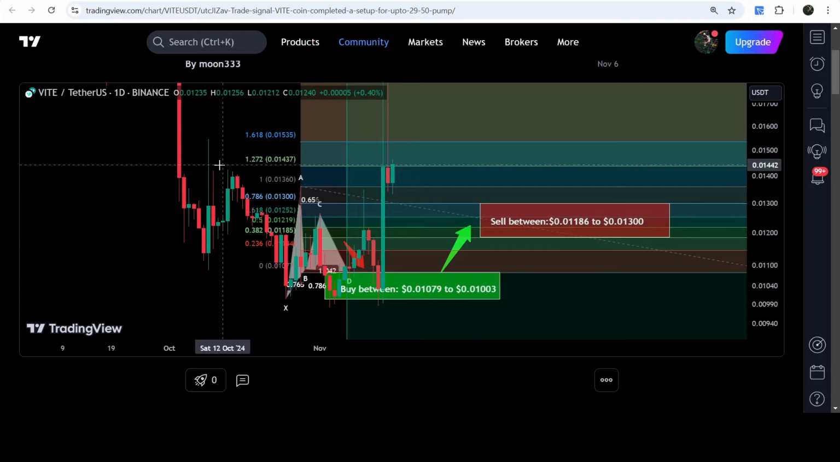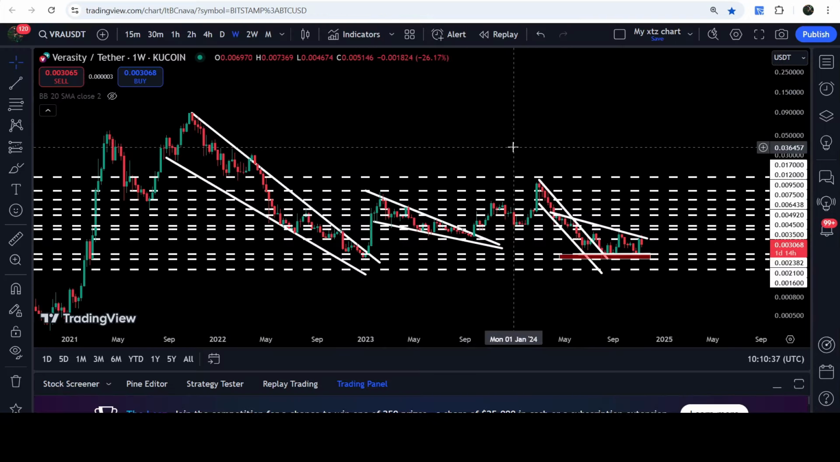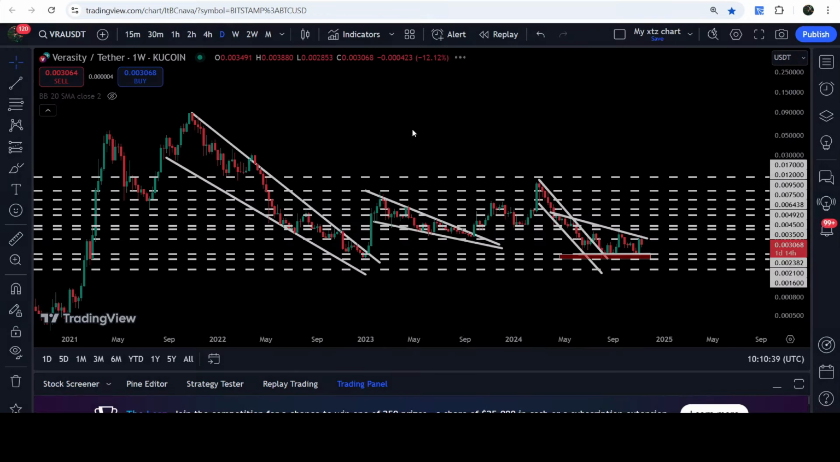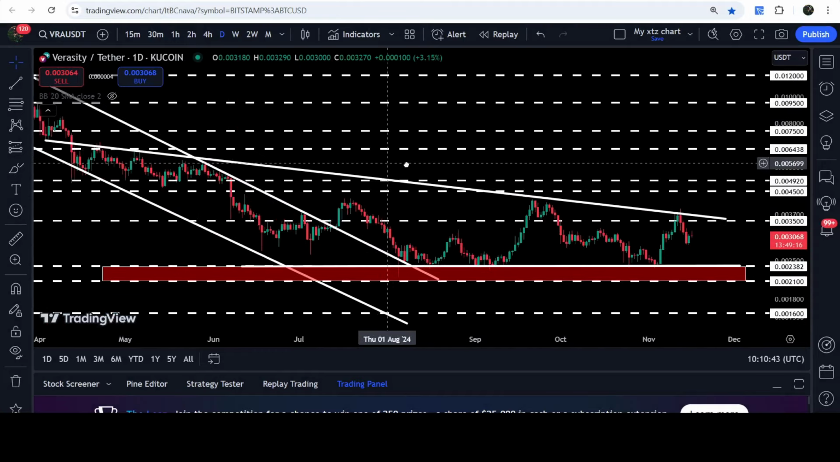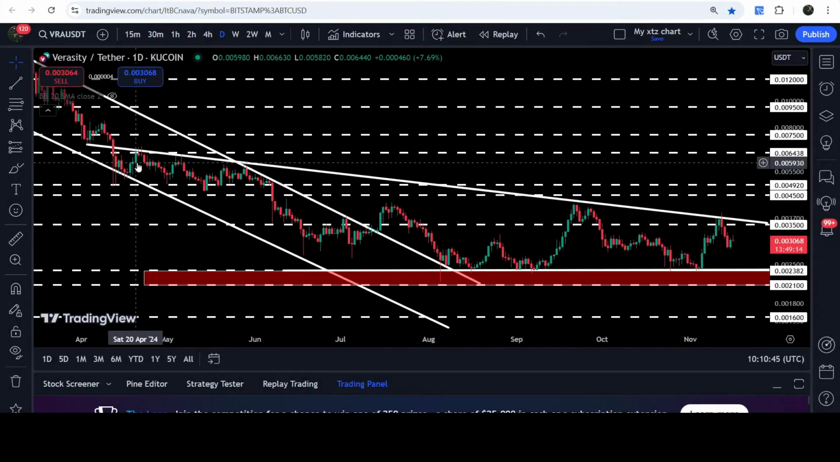Now let me take you to the live chart of Verasity, and first of all let me show you the daily time frame chart. And here you can see that for the past several days, even for the past several weeks, since after the month of April 2024, it is moving inside this descending triangle. You can see that we got rejection here, rejection here, rejection here, another rejection here. Then we had a big drop.